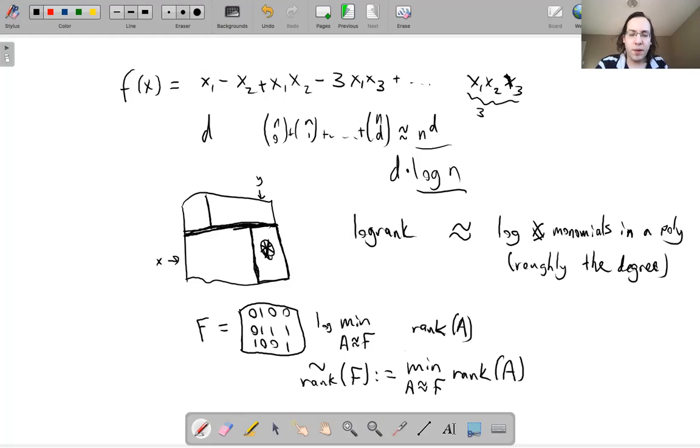Okay, and what do I mean by similar to f? I mean close in the infinity norm. I mean at every entry, A has to be close to F, let's say within 1/3 of F.